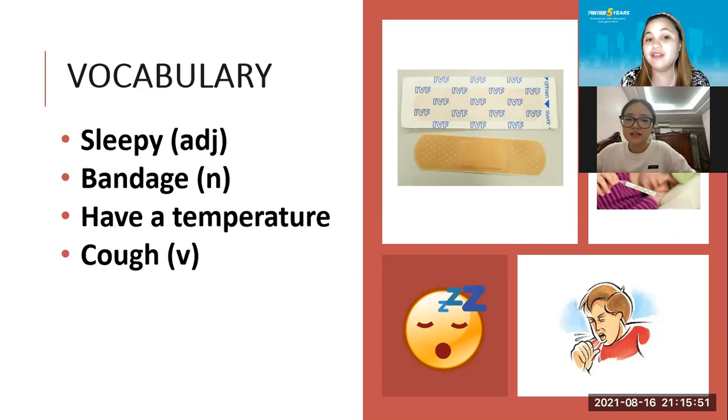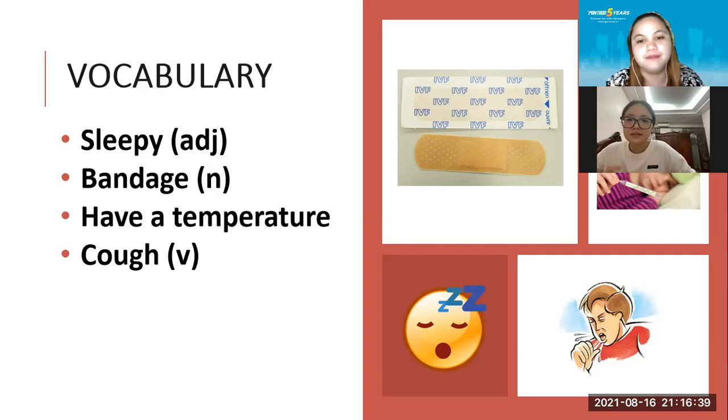Okay, next one, Tan, is have a temperature. What do you mean by have a temperature? I think when our body's temperature is over 37. Yes, that's correct. When your body temperature is over 37, it means that you have a temperature. So basically in English, having a temperature means you're having a fever, right? Yes. So when your temperature is higher than 37, it means that you have a fever.